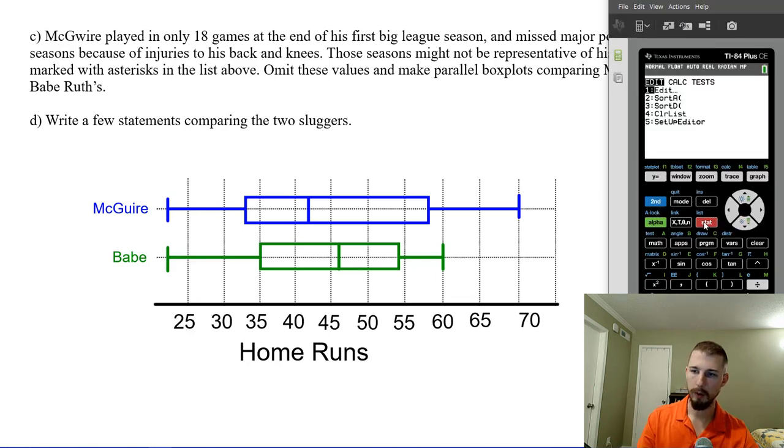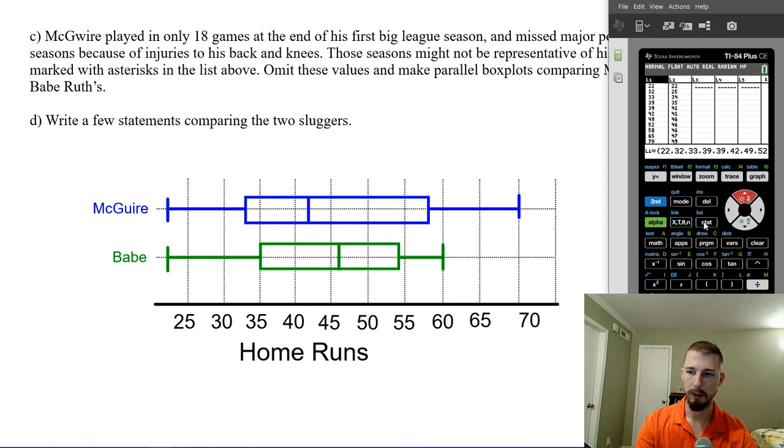So I'm going to go into Stat Edit, and I'm going to delete those seasons, which I just put on the end. So yeah, it's these seasons right here. So 3, 9, 9, 32, and 29. There is a small one of 22. It just wasn't a very good season for him. And then in list 2, I put them in order, ascending order. That's why they look different than probably what you have. So then we want to make box plots.